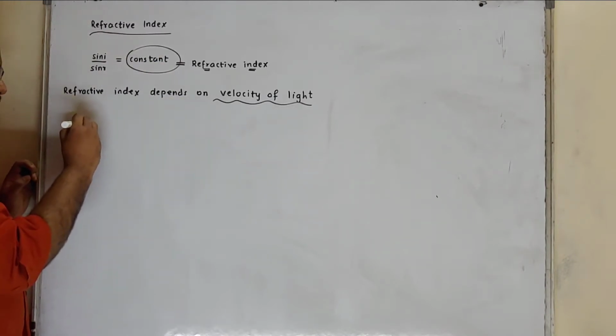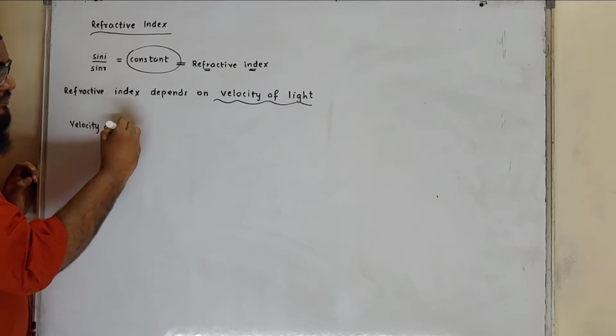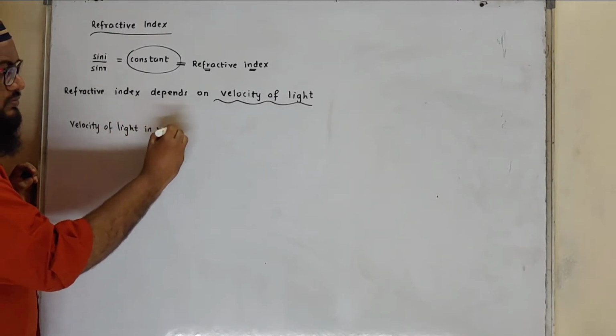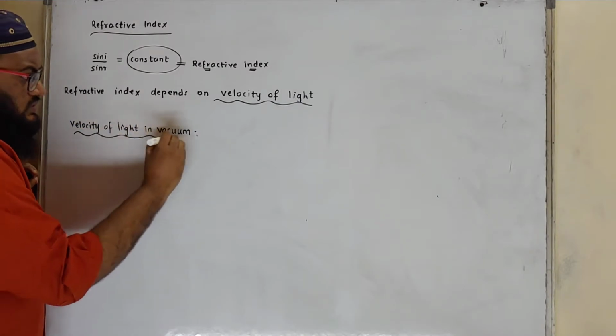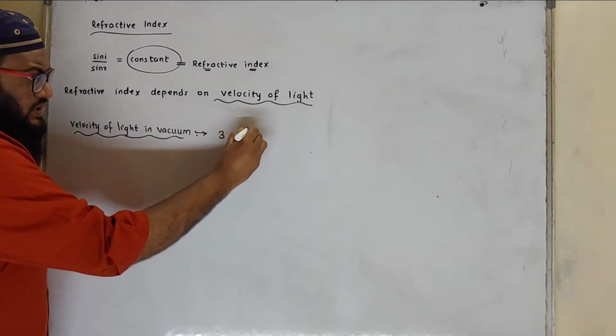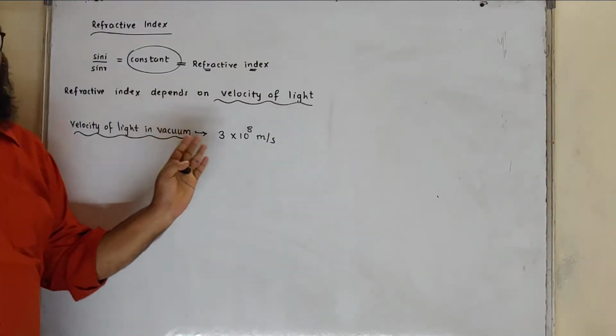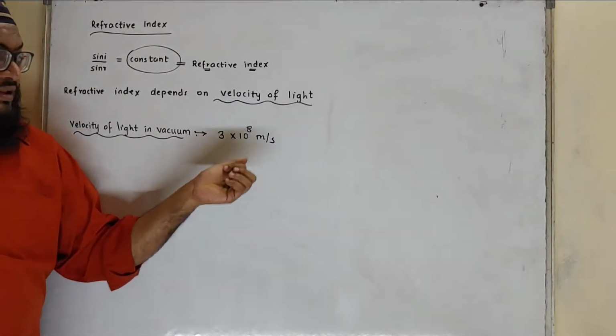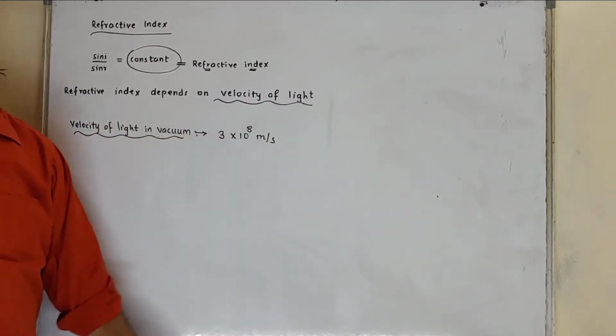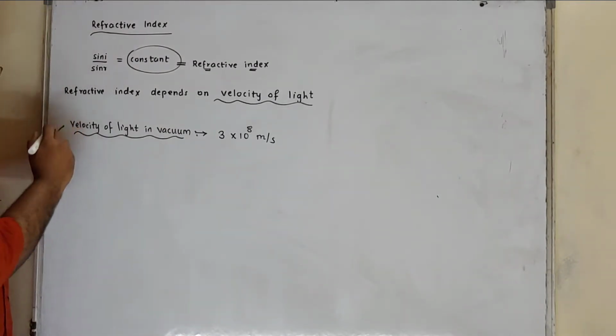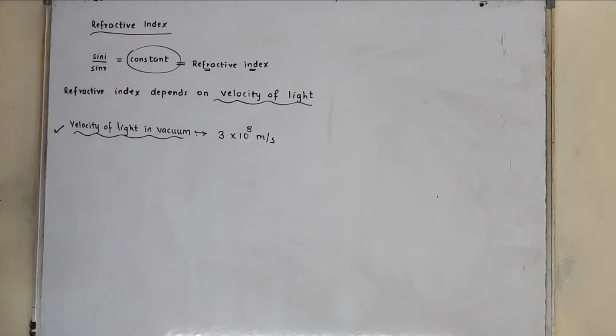Now what is the velocity of light in vacuum? Velocity of light in vacuum is 3 into 10 raised to 8 meter per second, that is 3 lakh kilometer per second. So 3 lakh kilometer per second is converted into meter, that is 3 into 10 raised to 8 meter per second. So we all know that refractive index depends on velocity of light, and velocity of light is different in different medium. Now what is absolute refractive index?